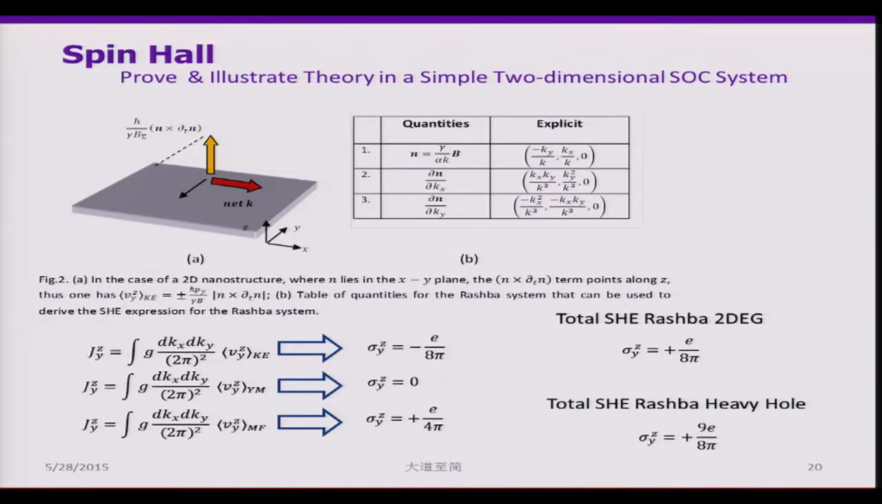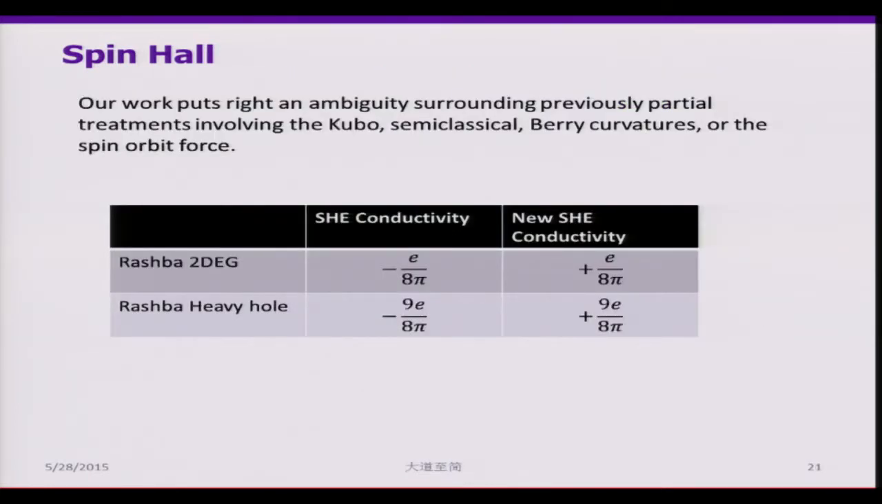We did the same for another system here, which is related to the hole system. And again, we get a reversed sign here. So the summary is that using the conventional spin Hall conductivity that was done about 10 years ago, and now using the method that we think is a more careful method, we get a reverse of the sign for the spin Hall effect.